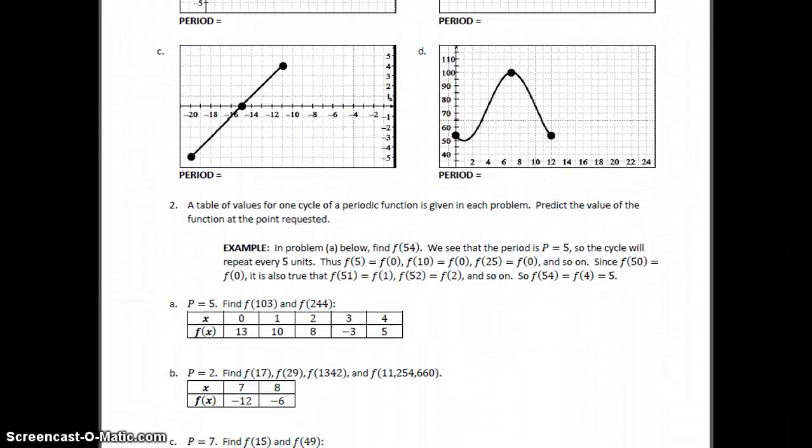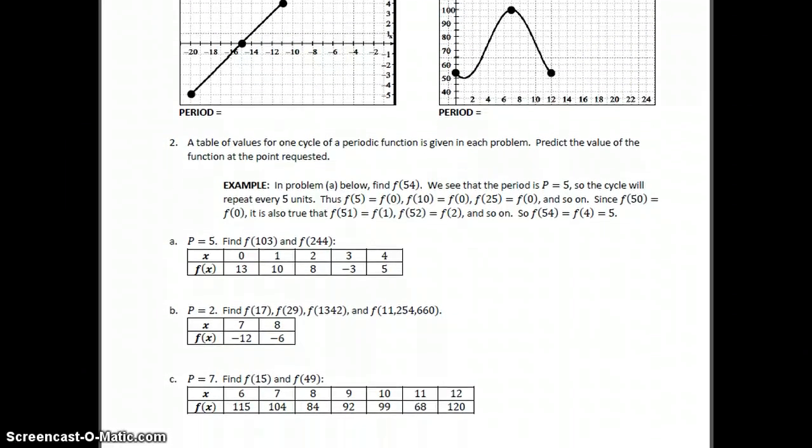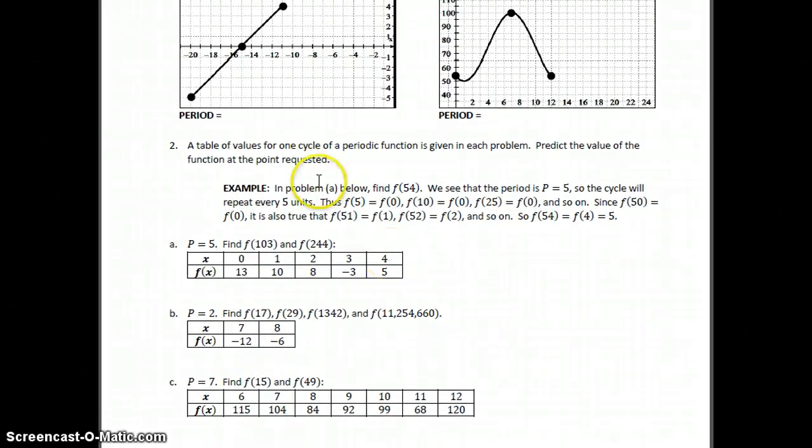On the part at the bottom with the tables, this is very similar to what we had in the video previously. As a matter of fact, this table is very similar because it has the same period. The period is given as 5. So we're going to go 0, 1, 2, 3, 4. Our next cycle will start on 5, 6, 7, 8, and so forth. So use that concept, just like you saw in the example, to determine where 103 would be if I continued and copied this table period after period after period. What about 244?